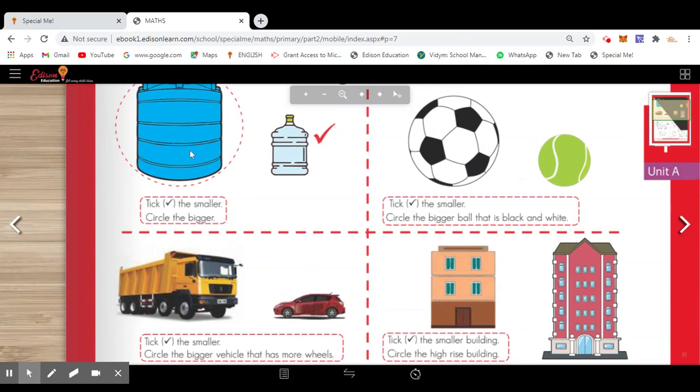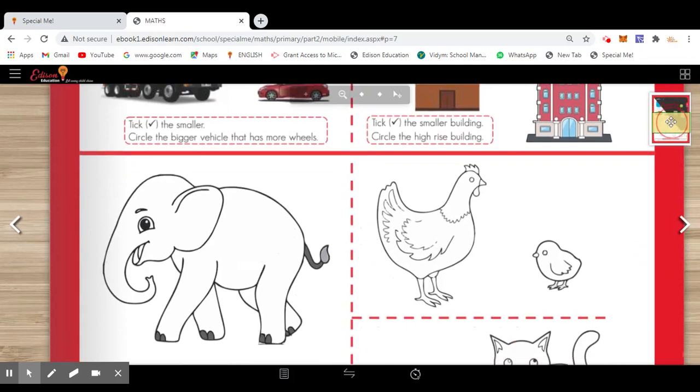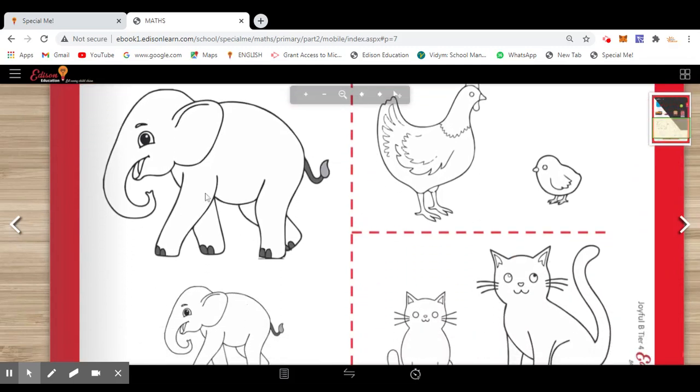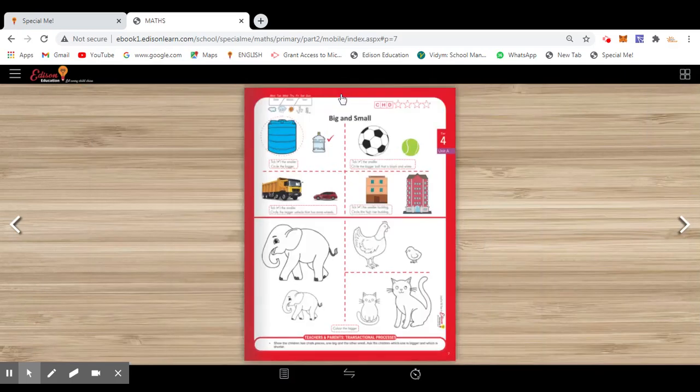Okay, now look at here. What is bigger? Yes, this water tank is bigger and this is smaller. Similarly, this ball is bigger and this ball is smaller. Now look at the elephant. This elephant is smaller and this elephant is bigger. This hen is bigger and the baby of hen is smaller. Similarly, this cat is bigger one and this cat is smaller. Is it clear to you? Good. Now come to the next page.